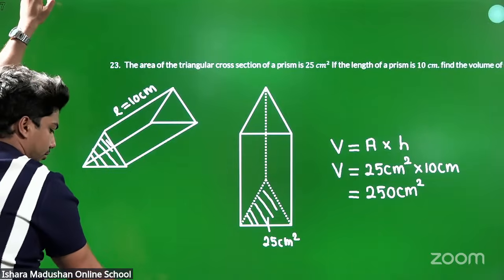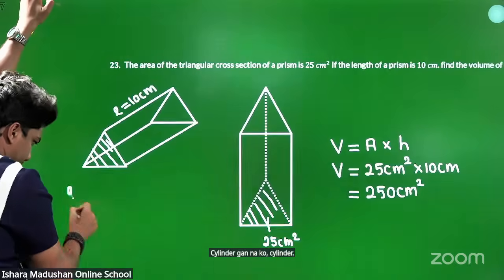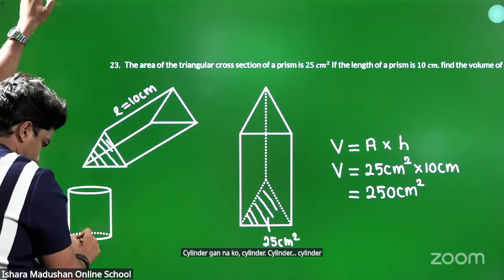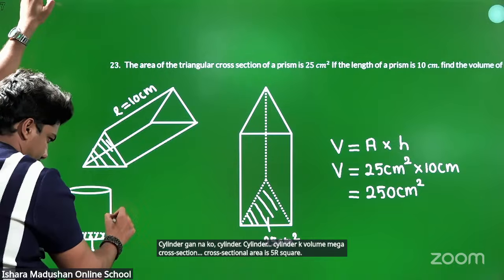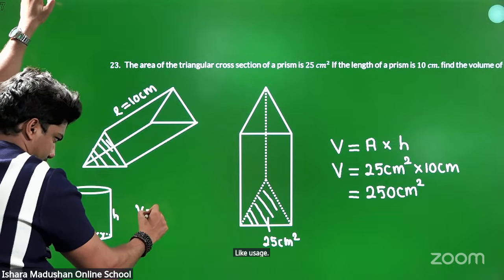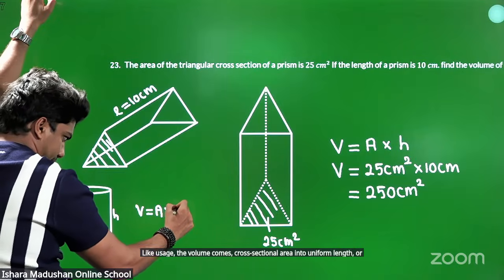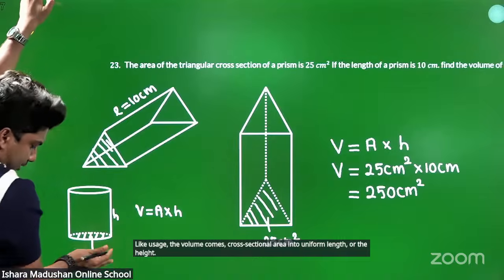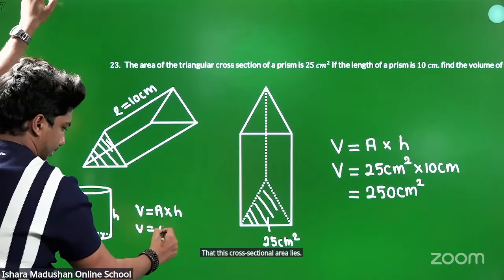Now think of a cylinder. For the volume of the cylinder, the cross sectional area is πr square. I use h. The volume comes from the cross sectional area into the uniform length or the height that this cross sectional area lies. So V is equal to πr square into h.